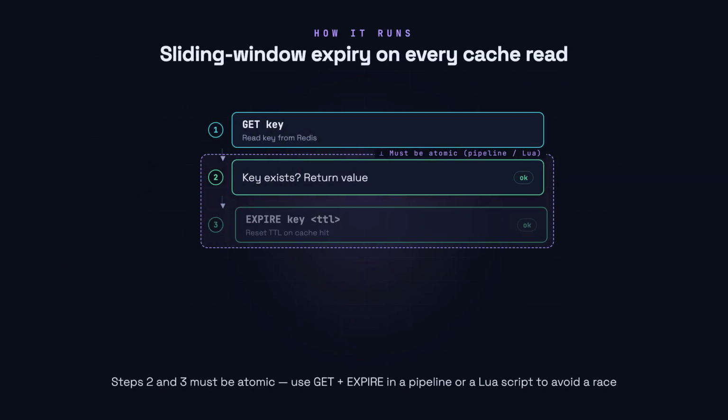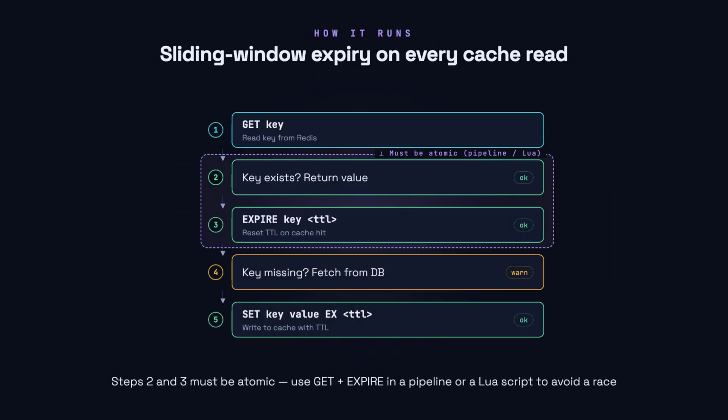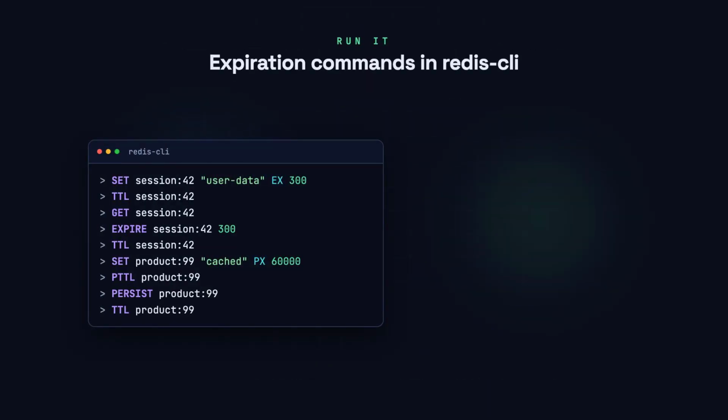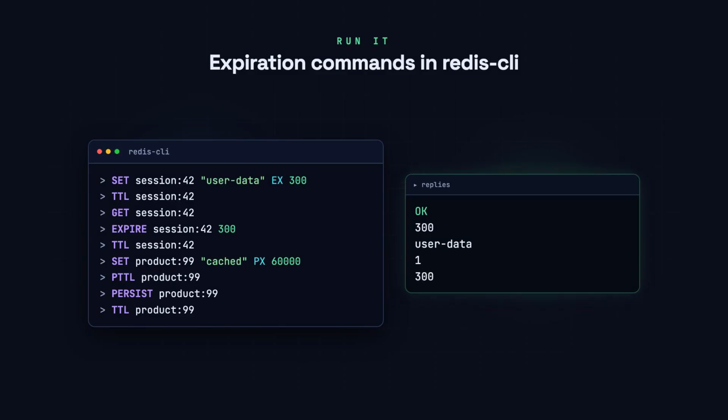On a cache hit, you call get and then immediately reset the TTL with expire. Those two steps must be atomic. If another process deletes the key between them, you will reset a TTL on a key that no longer exists, silently losing the refresh. Set with ex sets a TTL in seconds at write time.